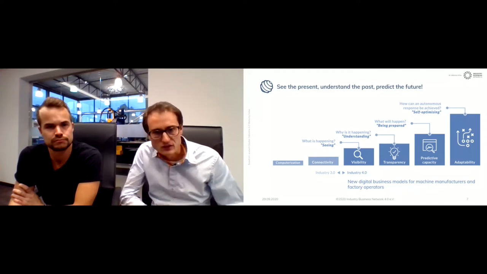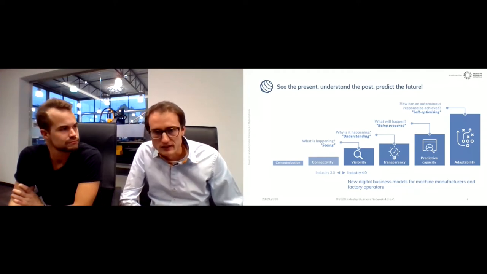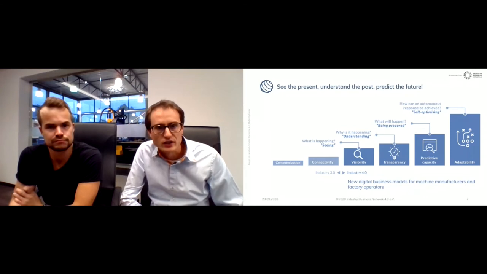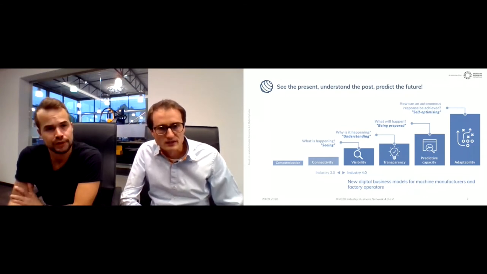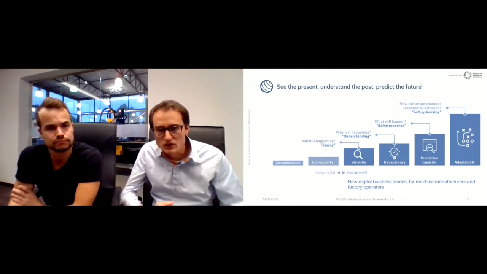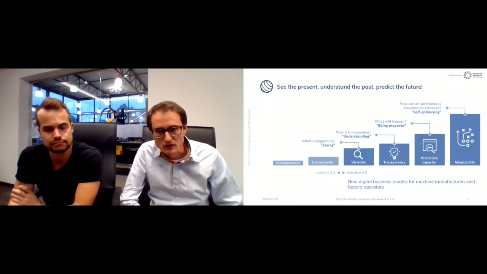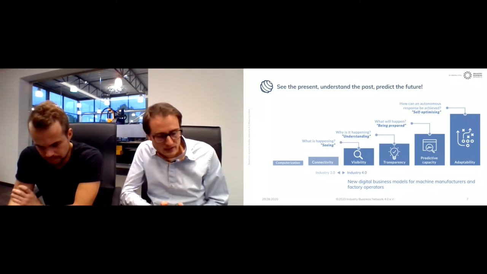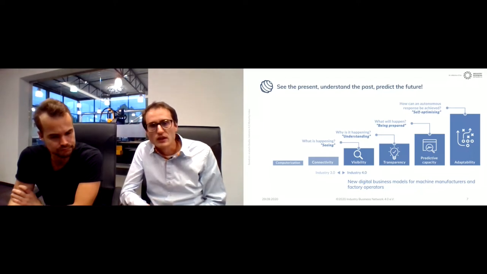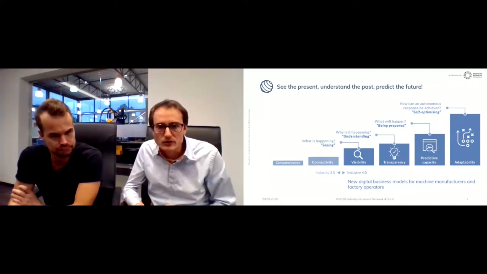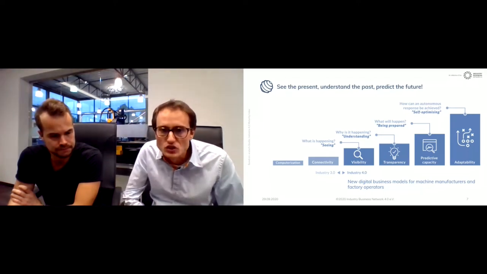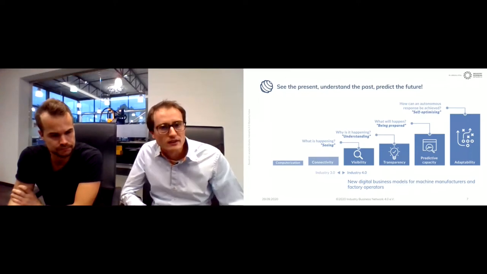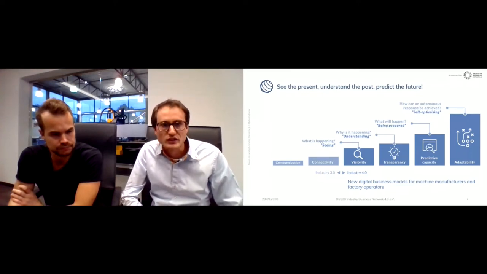And very important, those are, of course, technical steps you can take in the direction of Industry 4.0. But for all companies, not only the machine manufacturers, but also the factory owners, it is of course important to also think about how that can bring more money. How can that bring new digital business models? How can they gain more customers with digitalization?